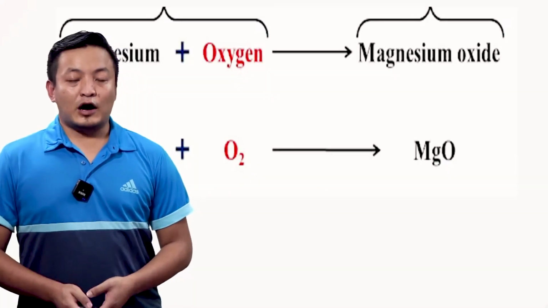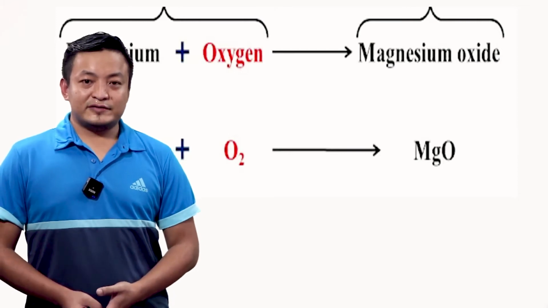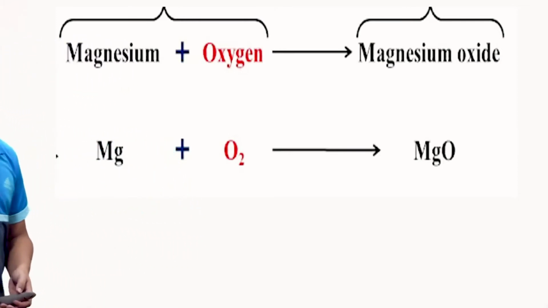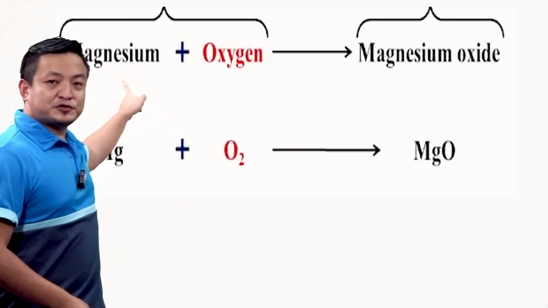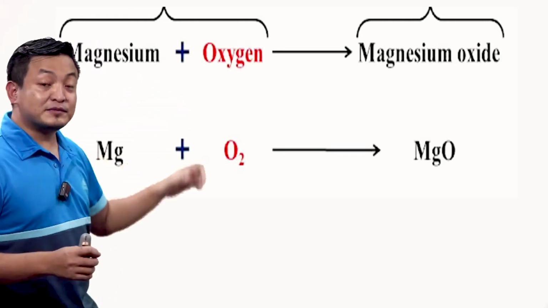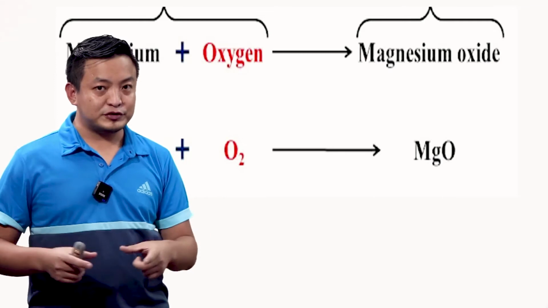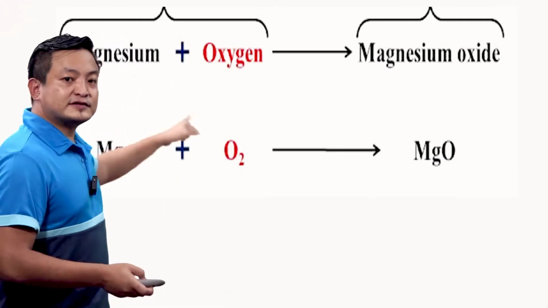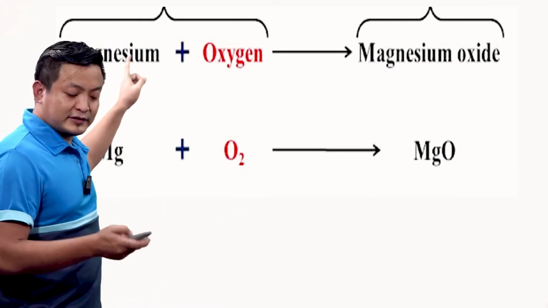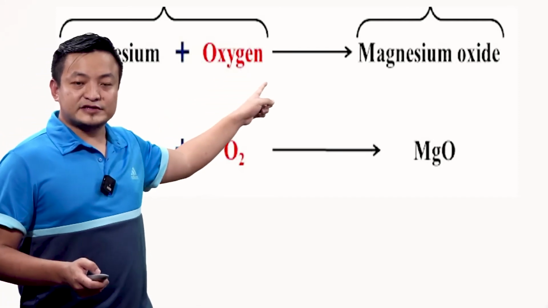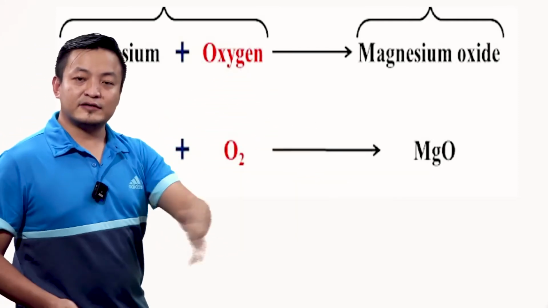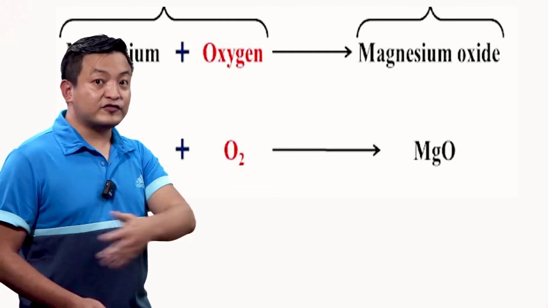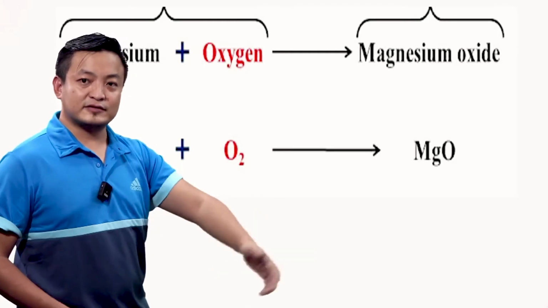So how do we write this equation? We write it in this form. Students, it is very simple. We will learn this together. This is magnesium, that means the metal ribbon that I have shown you. And this is oxygen, that means the air, the air that we can feel when you do like this.